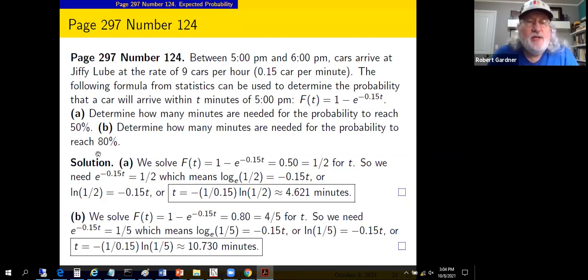When will the probability reach 80%? That you're 80% probable for a car to have shown up? Well, same idea, same formula, same technique. We'll end up with 80% gets subtracted from 1 to give us 20%, 0.2 or 1/5. So we get 1/5 where before we had the 1/2. Otherwise, the computations are identical. And a calculator tells us 10.7 minutes. It took longer for you to be more certain that a car would show up, and that should seem intuitive.